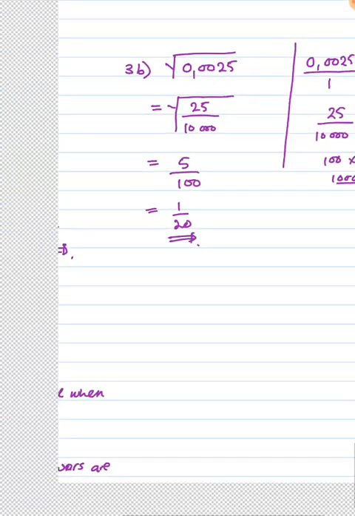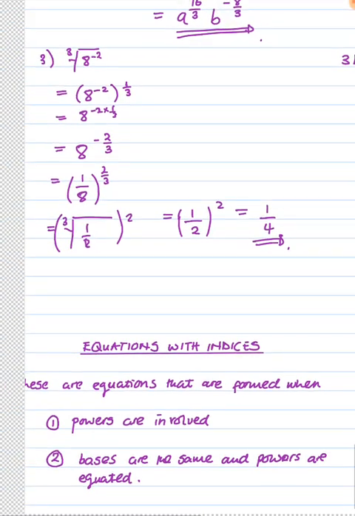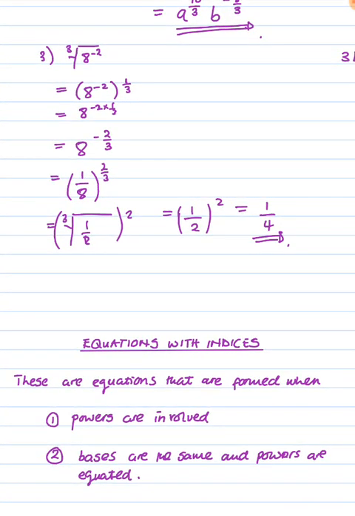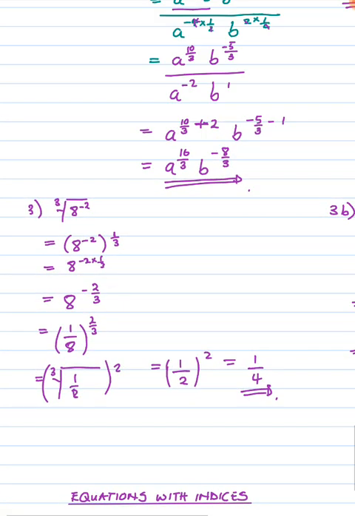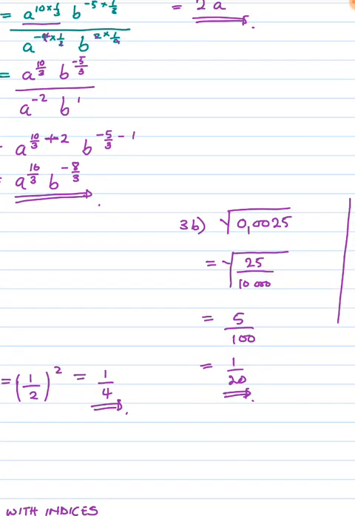So that was it for indices. And then in the next lesson we would look at the equations with indices. But indices, as far as simplifying is concerned, particularly if you find one that has decimals, you have to convert that decimal into a fraction. That's the only way you can manage to get everything working out, such that you see what the solution is.